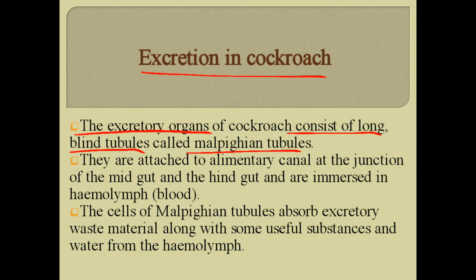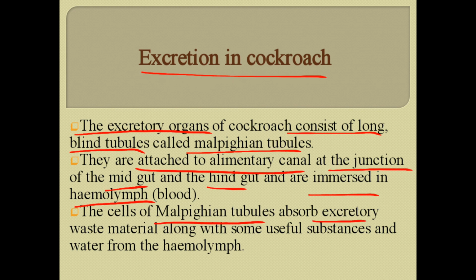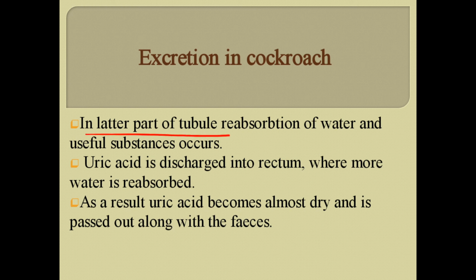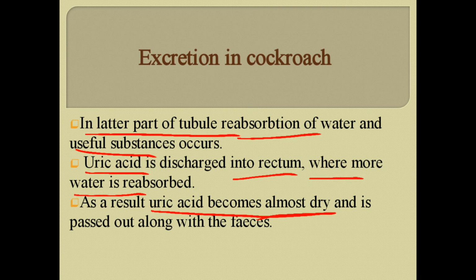So here is the text that the Malpighian tubules are attached to the alimentary canal at the junction of the midgut and hindgut, and they are immersed in hemolymph. The cells of Malpighian tubules absorb excretory waste material along with some useful substances and water from the hemolymph. Then in the latter part of the tubule, reabsorption of the water and useful substances occurs. Uric acid is discharged into the rectum where more water is reabsorbed, and as a result of this, the uric acid becomes almost dry and it is passed out along with the feces.